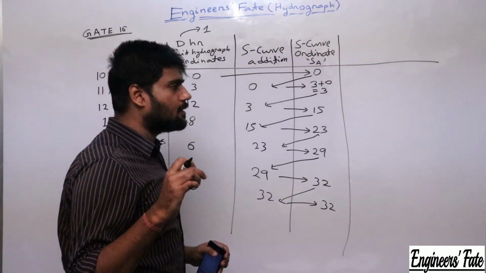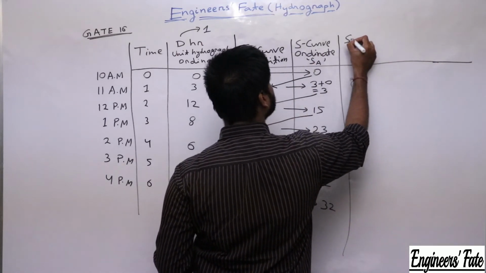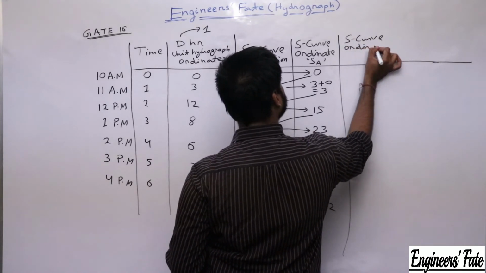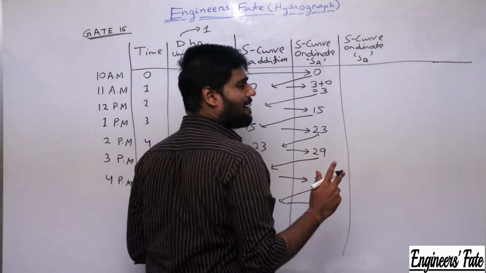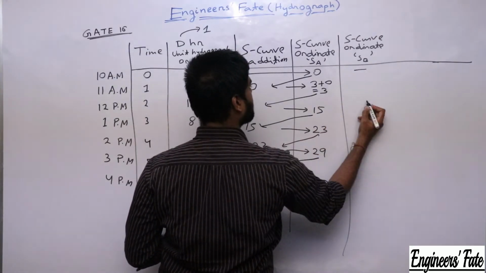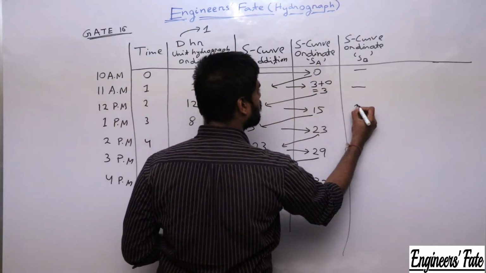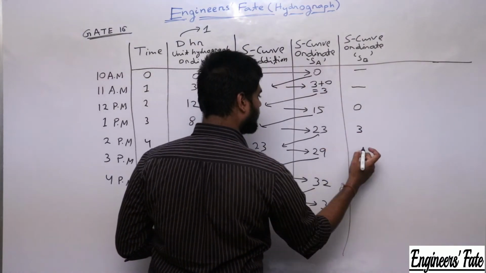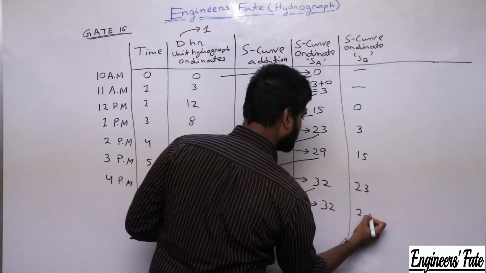So I have to find the 2-hour unit hydrograph. So I can write the S-curve ordinate SB. For this SB I have to lag by 2 hours. So just lag by 2 hours, then write the whole ordinates by lagging 2 hours. So 0 will come to this, 3 will come to this, 15 will come to this, 23 will come to this, and 29 will come to this.